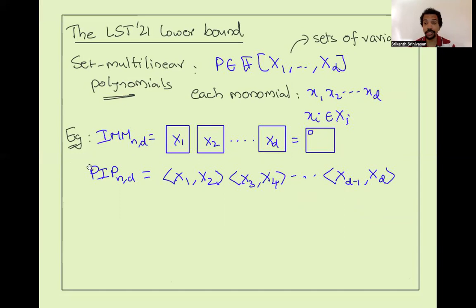Another important example of a set-multilinear polynomial, at least for the purpose of this talk, is the so-called product of inner products polynomial. Again, you have D variable sets, let's say each of them has size n, and you partition these D variable sets into pairs. You think of each variable set as a vector of variables of size n.